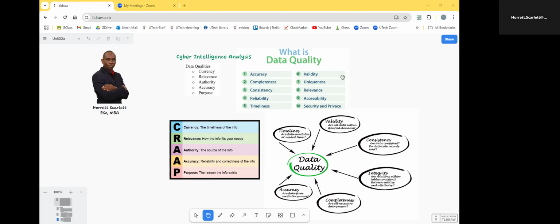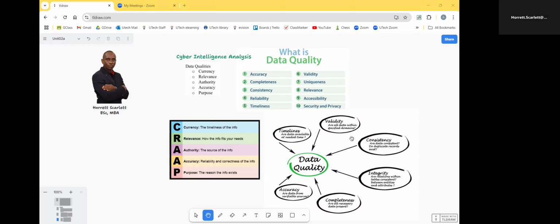Then we can also talk about the consistency of the data. And we can almost tie the consistency with the timeliness of the data. So the data is timely in that we get it when we need it. And if we always get the data whenever we need it, or we can depend on getting that data over time, then that talks about consistency.